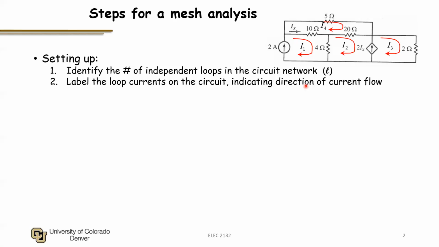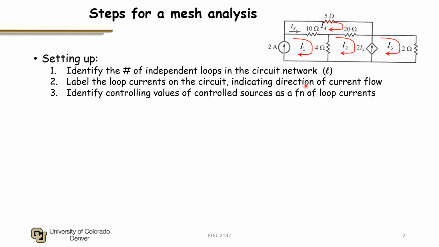All right. Next, we identify the controlling values of controlled sources as a function of loop currents. So in this circuit here, I have an IX. IX, as we just saw, was a function of the loop currents. That is, IX was equal to I1 flowing to the right minus I4 flowing to the left. So I would identify that controlling value as a function of the current loops. At this point, we'd be ready to start creating our loop equations.